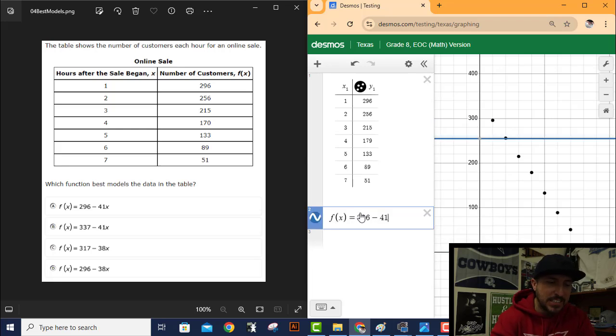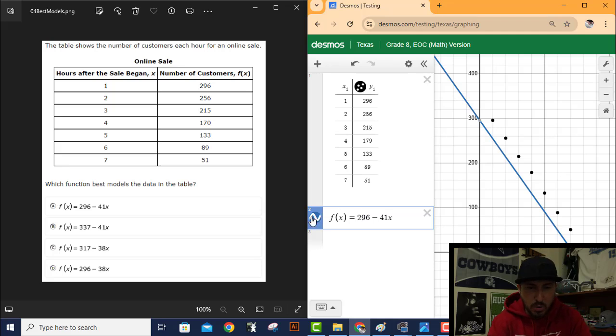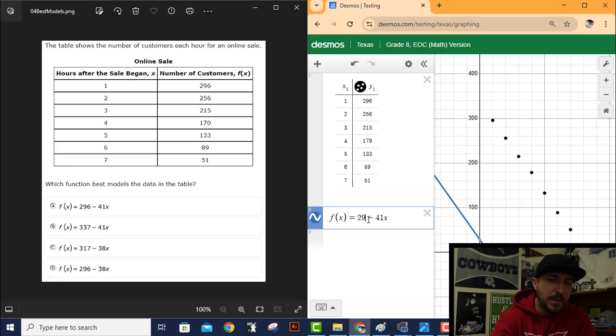Okay. Let's type in choice A. 296. It's got the f of x. I love that. There's no work there. Ooh, how does this look? Well, I mean, it kind of... No! Stop trying to make it fit. If it fits, it fits. If it doesn't fit, it doesn't fit. No, but I mean, it's going the same direction. I don't care. No, this is not it. Choice B.